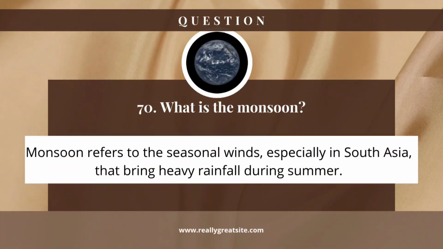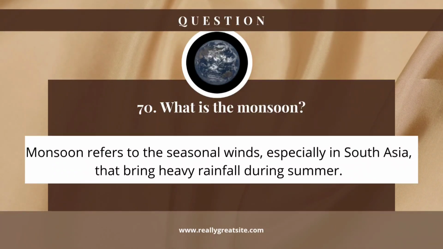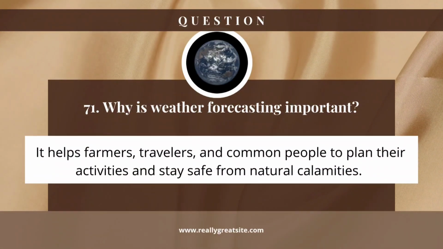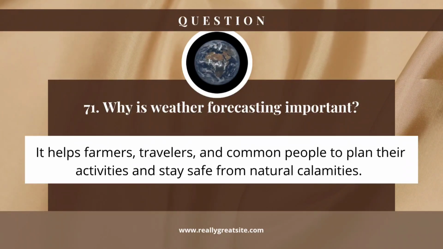70. What is the monsoon? Answer: monsoon refers to the seasonal winds, especially in South Asia, that bring heavy rainfall during summer. 71. Why is weather forecasting important? Answer: it helps farmers, travelers, and common people to plan their activities and stay safe from natural calamities.